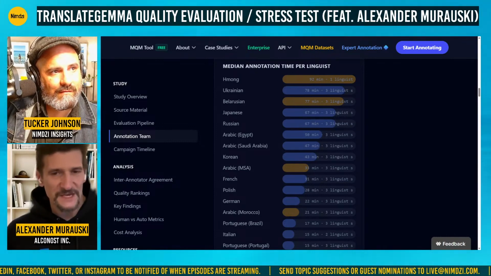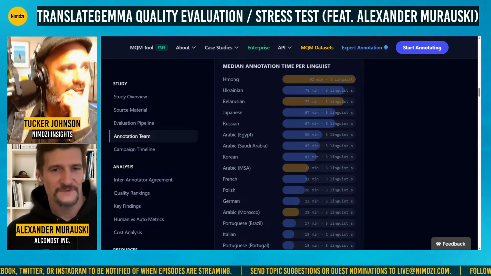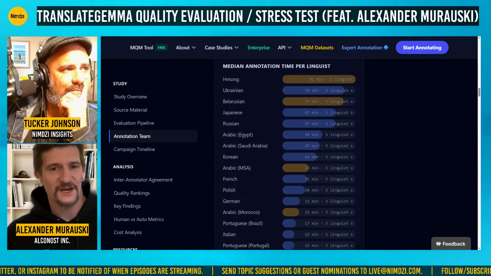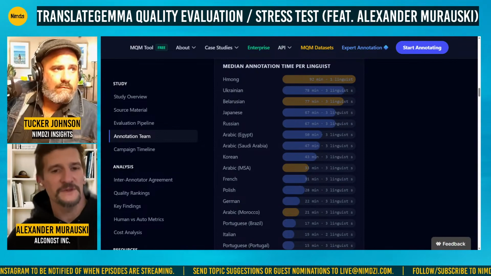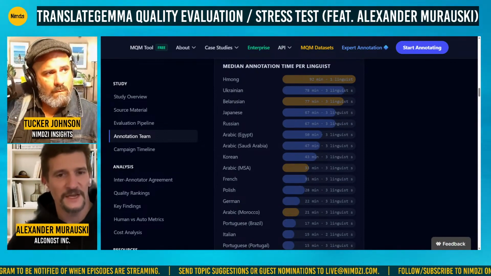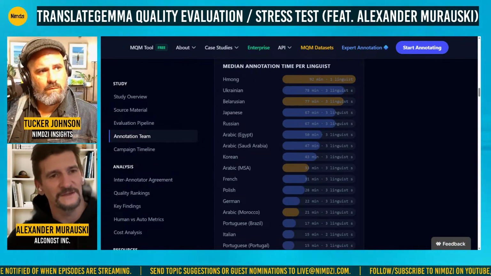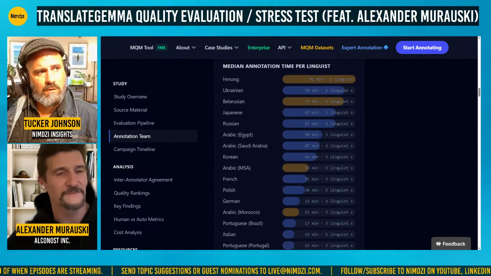But I see that the median is just 30 minutes, and I would say that this is the target time. And also it depends on the number of errors. So if we take German and French, there were not so many errors in the text, so it just took less time.